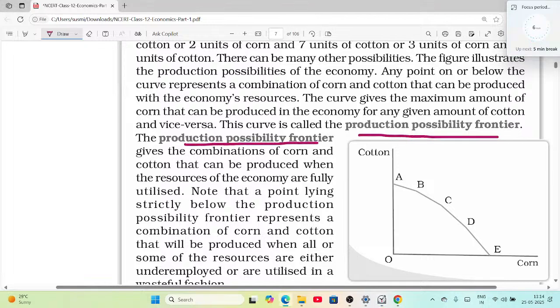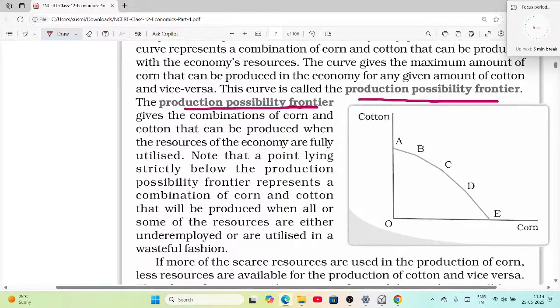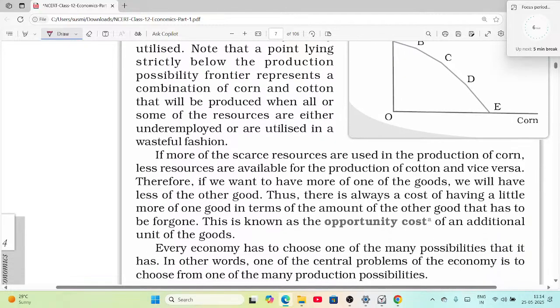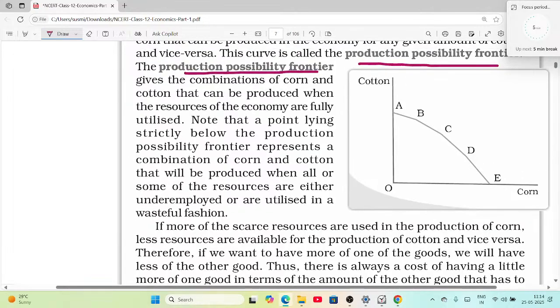The production possibility frontier gives the combinations of corn and cotton that can be produced when the resources of the economy are fully utilized. Note that a point lying strictly below the production possibility frontier represents a combination of corn and cotton that will be produced when all or some of the resources are either underemployed or are utilized in a wasteful fashion.